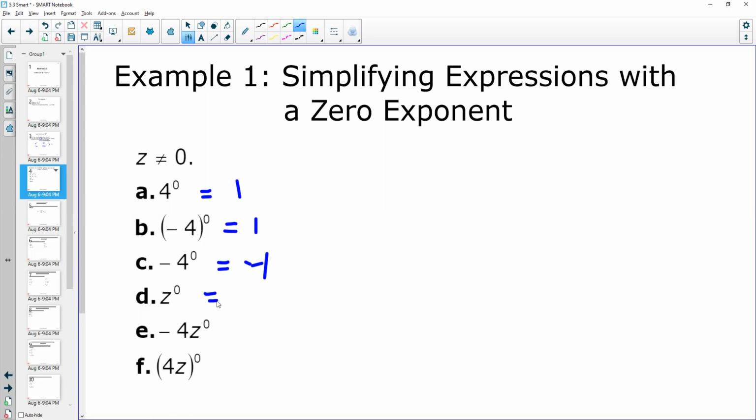Z to the 0 power, still 1, okay? Negative 4 times z to the 0 power, z to the 0 power is 1. Negative 4 times 1 is negative 4. And then 4z all to the 0 power, that's going to be 1.